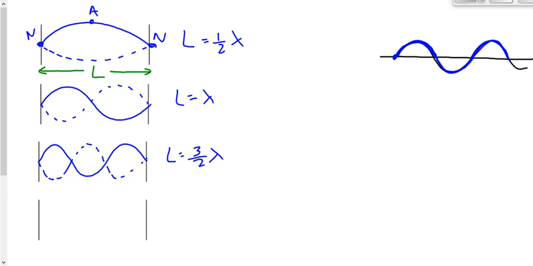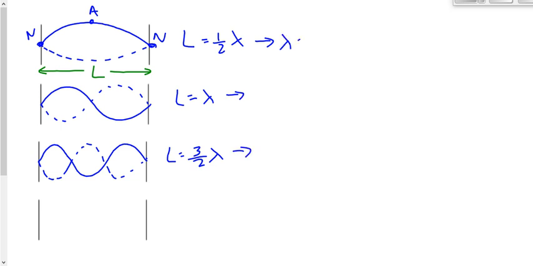So I'm going to erase this now because we've established all the lengths in terms of the wavelengths. Now what I want to do is rearrange each of these to solve for lambda. Lambda is equal to 2L, right? 2 goes up by multiplying, 2L. Well, this one's easy. Lambda is just equal to L. This one, lambda is equal to 2 goes up, 3 goes down. Lambda would be equal to 2/3 L.